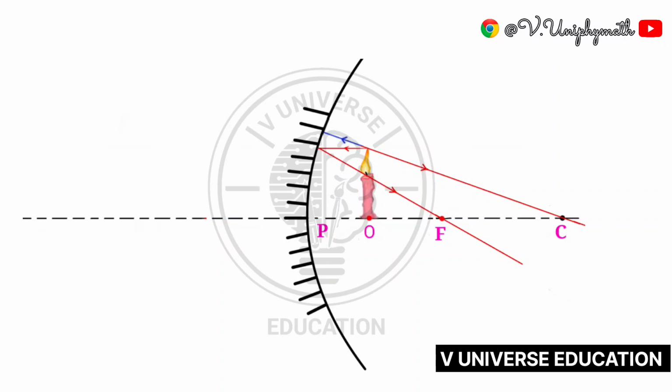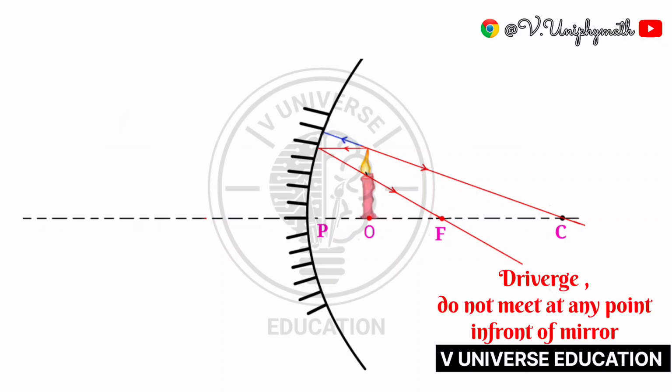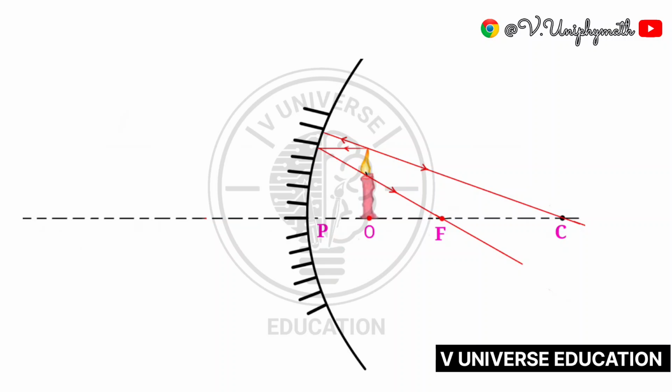Now, observe the reflected rays. They diverge. They do not meet at any point in front of the mirror. This tells us, no sharp image is formed on a screen. Even if we moved the screen far away from the mirror, we would not get an image, because the reflected rays are spreading apart. Yet, when we actually look into the mirror, we do see an image.